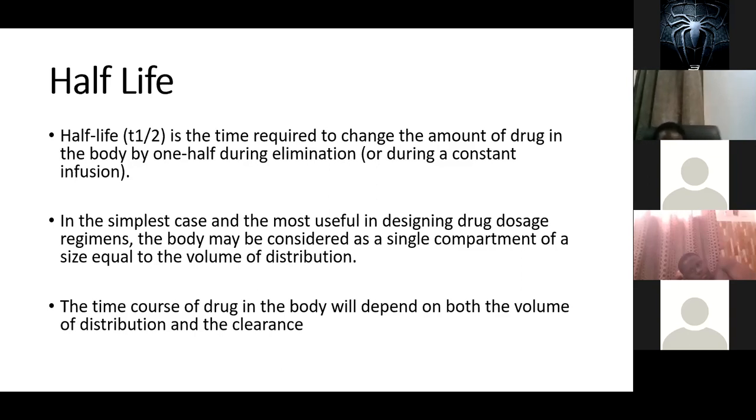In the simplest case, the most useful drug dosage depends on a single compartment of the body as a volume of distribution. So you have the drug available in the blood circulation, and the amount of time required to clear half of this medication is the half-life. So the time course of the drug, how long the drug will spend in the body, depends on the volume of distribution. That is how much volume is available for distribution of the blood, as well as the clearance.